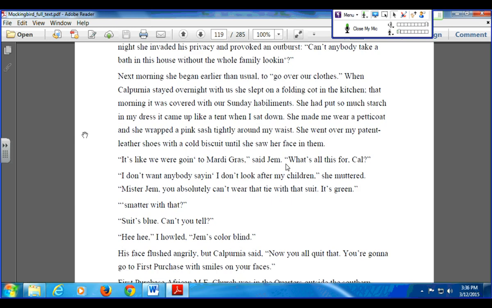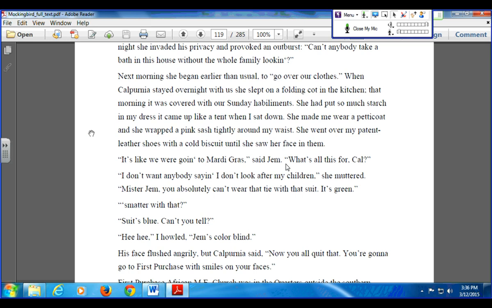When Calpurnia stayed overnight, she slept in the folding cot in the kitchen. That morning it was covered with her Sunday habiliments. She had put so much starch in my dress that it came up like a tent when I sat down. She made me wear a petticoat and cinched a pink sash tightly around my waist. She rubbed my patent leather shoes with a cold biscuit until she saw her face in them.